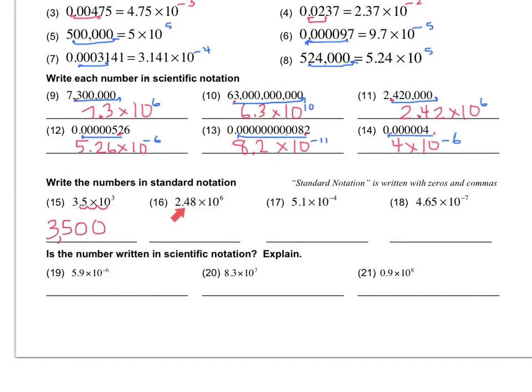This decimal moves 6 to the right. 1, 2, 3, 4, 5, 6. So 2, 4, 8. And there's 4 empty spaces left. And so this is 2,480,000.